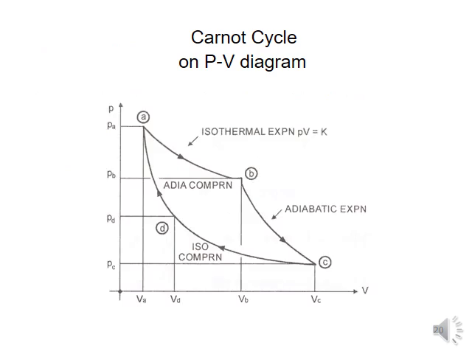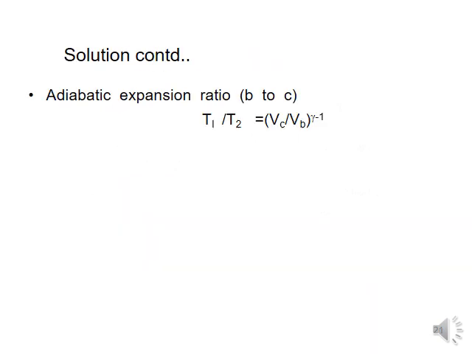And we have to draw the PV diagram for the Carnot cycle, because they have given the overall expansion ratio. We all know that A to B is an isothermal expansion, B to C is an adiabatic expansion, C to D is an isothermal compression, and D to A is an adiabatic compression.